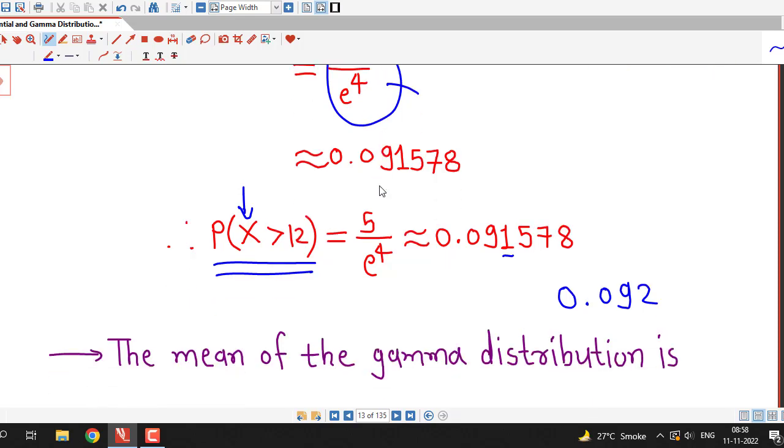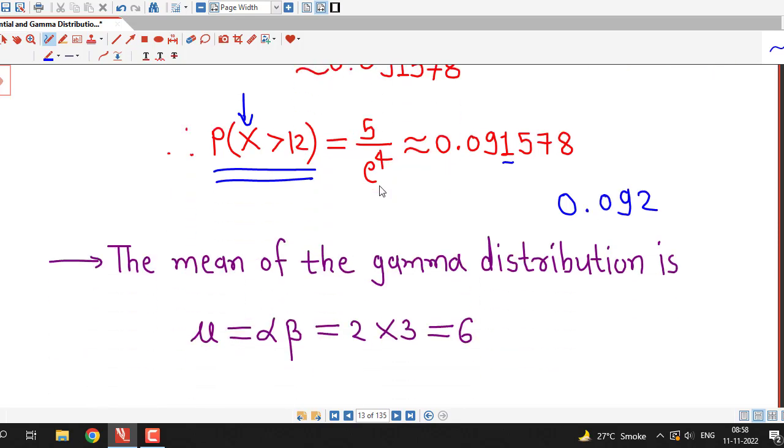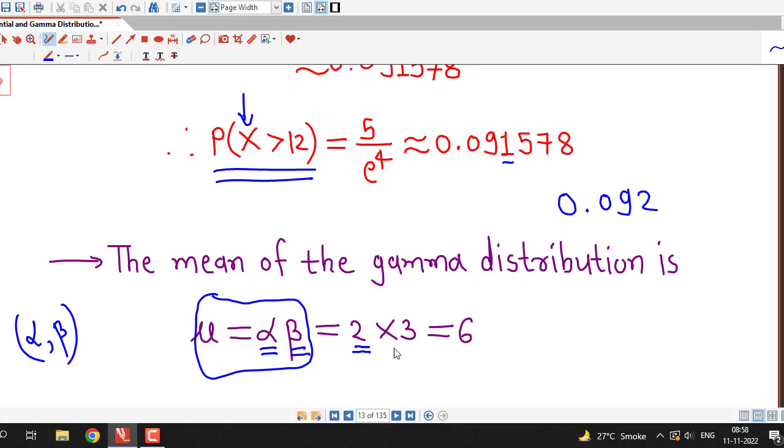And we are asked to find out the mean of the distribution also. We have discussed mean and variance of gamma distribution in the second lecture. We have obtained the formula for mean and variance, and now we are familiar that the mean of a gamma distribution with parameters alpha and beta is given by the product of alpha and beta. Here alpha is given as 2, beta is 3, so the mean of the given distribution is 6.